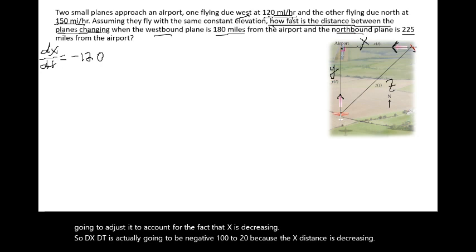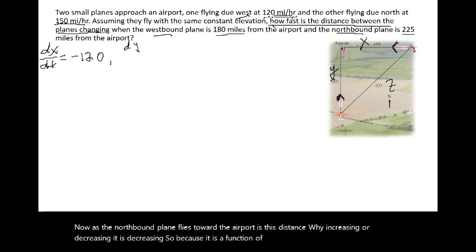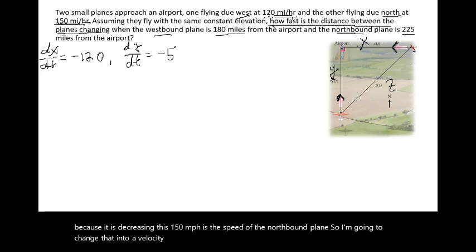Now, as the northbound plane flies toward the airport, is this distance y increasing or decreasing? It is decreasing. So because it is a function of time, it will require chain rule. And because it is decreasing, this 150 miles per hour is the speed of the northbound plane. So I'm going to change that into a velocity by making it negative to indicate that y is decreasing. So dy/dt, the pure derivative, is just negative 150.